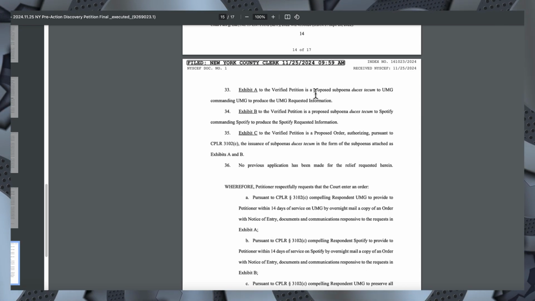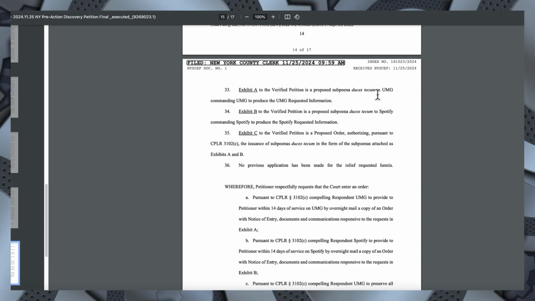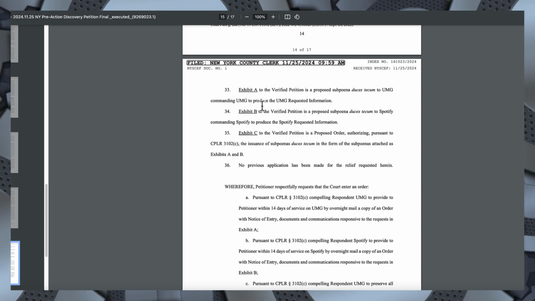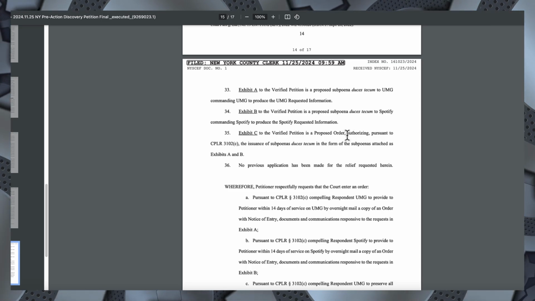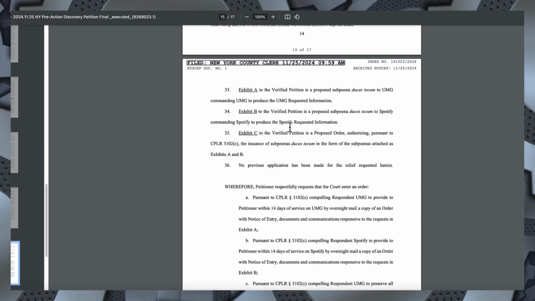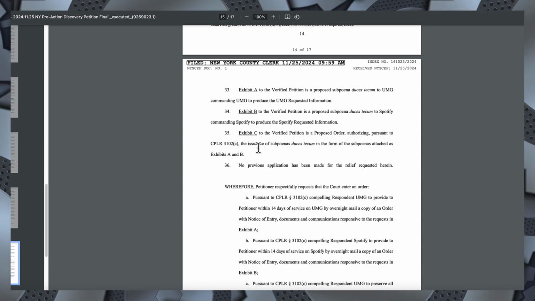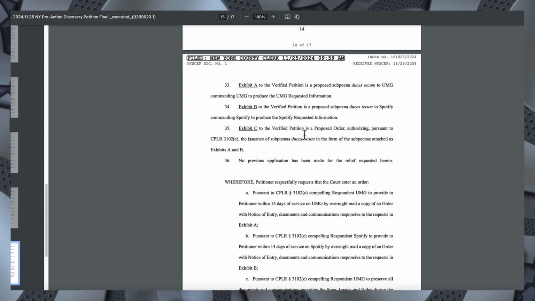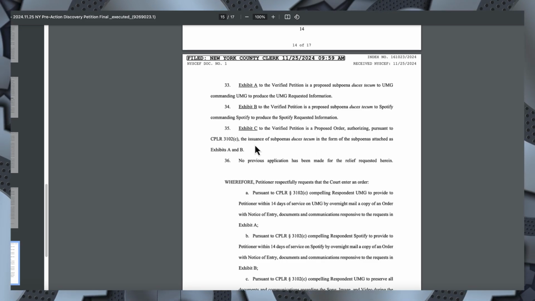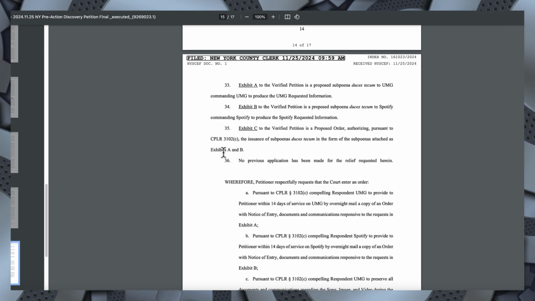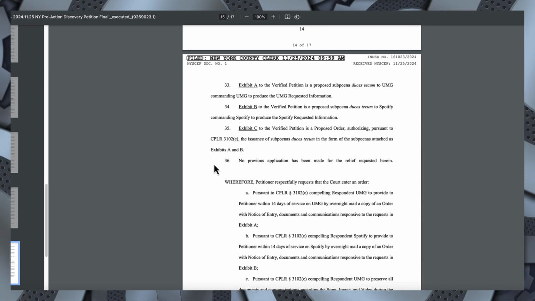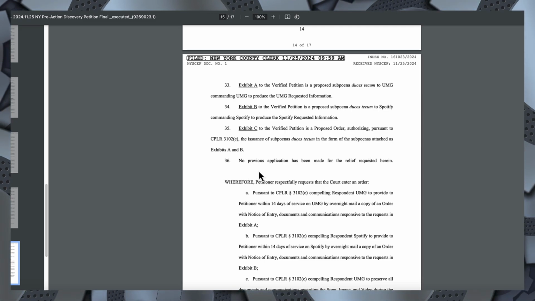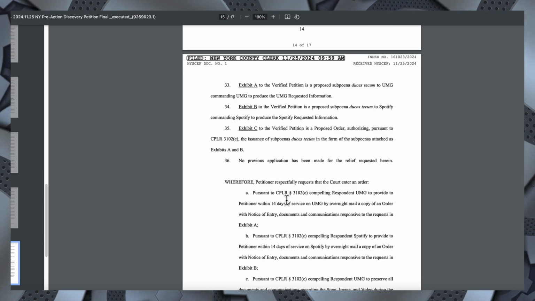Exhibit A to the verified petition is a proposed subpoena duces tecum to UMG, commanding UMG to produce the UMG requested information. Exhibit B to the verified petition is a proposed subpoena duces tecum to Spotify, commanding Spotify to produce the Spotify requested information. Exhibit C to the verified petition is a proposed order authorizing, pursuant to CPLR 3102(c), the issuance of subpoenas duces tecum in the form of the subpoenas attached as Exhibits A and B. No previous application has been made for the relief requested herein.